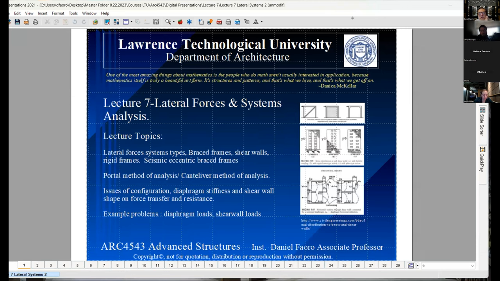All right, lateral force and system analysis are topics: lateral force system types, brace frames, shear walls, rigid frames, seismic eccentric brace frames, portal method of analysis, cantilever method of analysis, issues of configuration, diaphragm stiffness and shear wall shape, and example problems with diaphragm loads and shear wall loads.